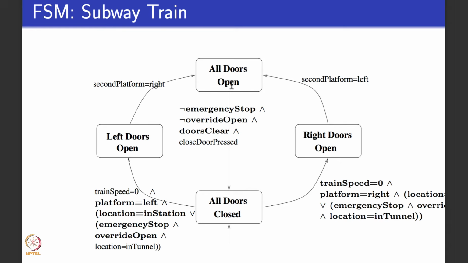So from the state all doors open, I can go to all doors closed, provided there is no emergency stop, nobody has pressed override open, all the doors have been cleared in the sense that there are no passengers moving in and out of the doors, and somebody has pressed the close door button. So is it clear, please, what the state machine looks like? So this is a simple 4-state state machine studded with a lot of predicates. So we'll see some questions about the state machine and about predicate logic coverage criteria.